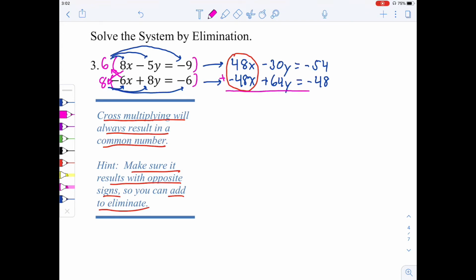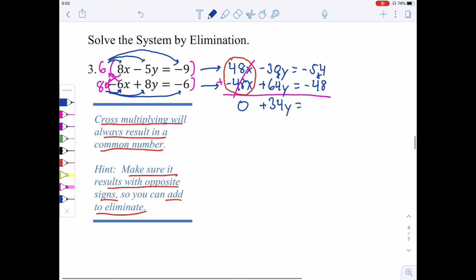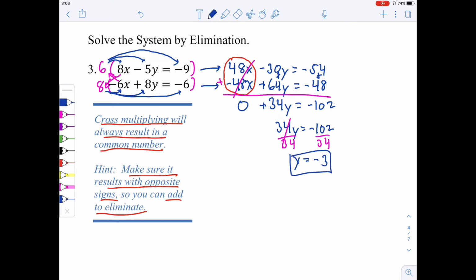So let's add these together. That's going to cancel. So we got 0. And a negative 30 plus 64 is 34y. And a negative 54 plus negative 48 is negative 102. Then we have 34y equals negative 102. Let's divide by the coefficient of y. We get y is equal to negative 3.